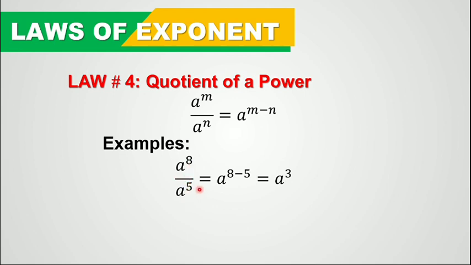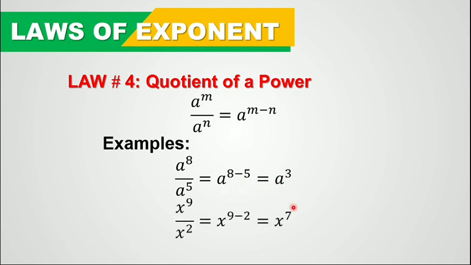So you will simply copy the base a and then subtract their exponents. So 8, the exponent of the numerator, minus the exponent of the denominator, which is 5. So 8 minus 5, that is 3. So the answer is a cubed.